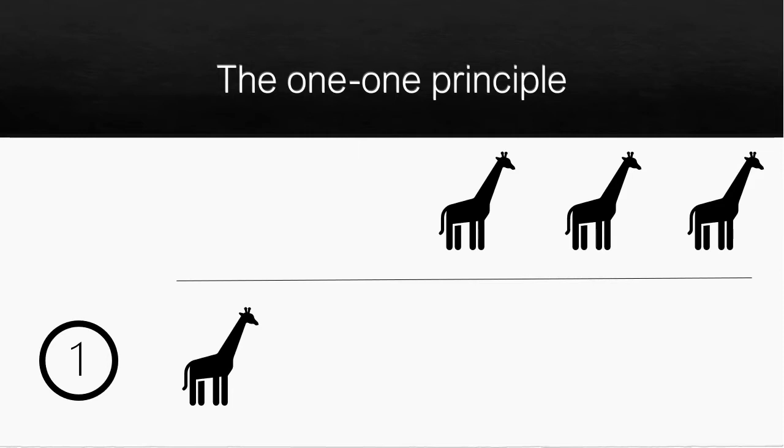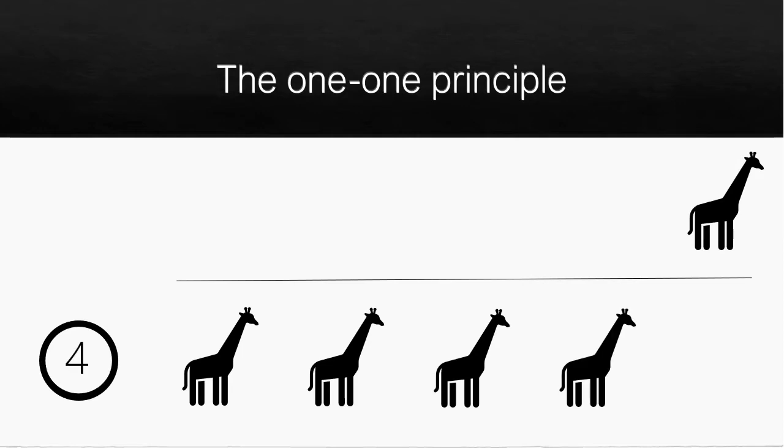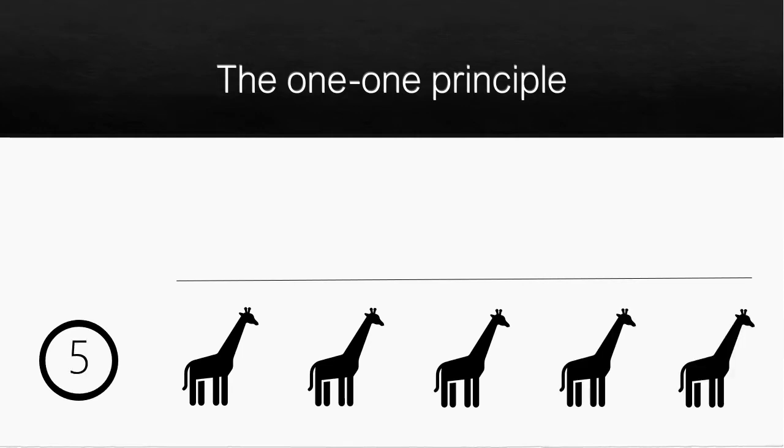1, 2, 3, 4, 5. There are no giraffes left above my line, which means I've counted all of the giraffes that I started with, and I counted 1, 2, 3, 4, 5 giraffes below the line.